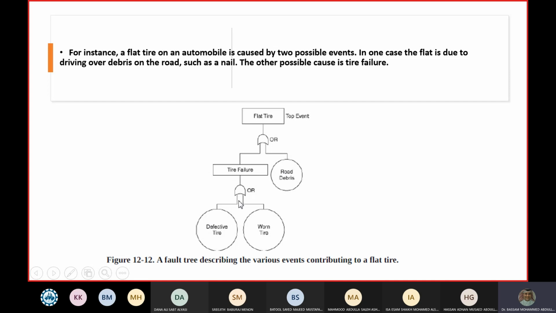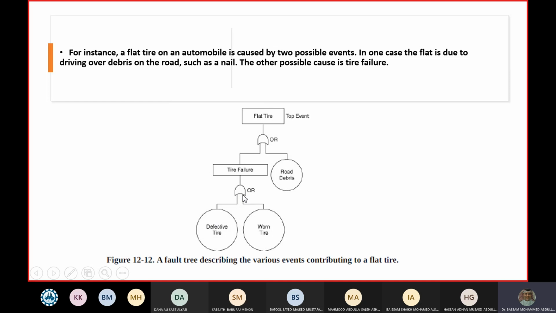You have a tire failure because of defective tire or worn tire. And here, when you identify the events, you could put more events which are unlikely that will happen, or you know that they will happen. So you can put things that even out of your mind. Why could this happen? Okay, so these are the things that you have here.